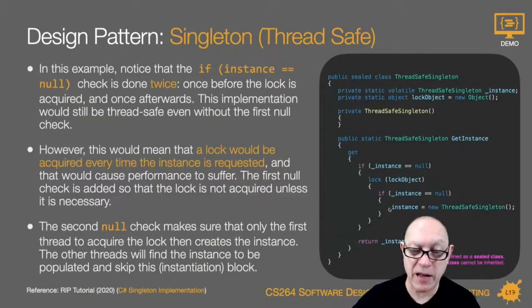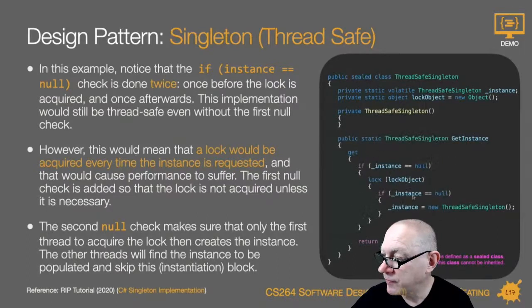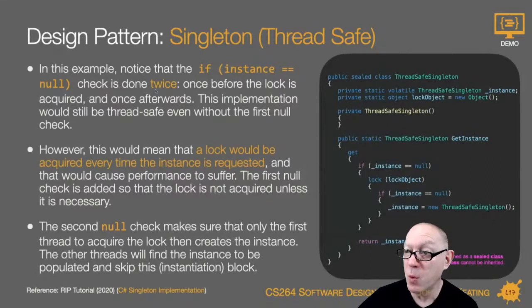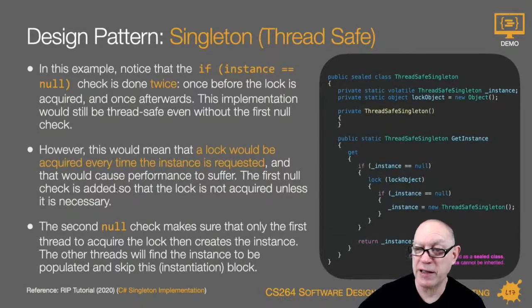Now, you may or may not have noticed that the instance equals null check is done twice. Once before the lock is acquired and once afterwards. And that will be thread safe even without the first null check, but it just makes it a little bit better. If you had it without the first check, a lock would be acquired every time the instance is requested, and that would cause performance to suffer.